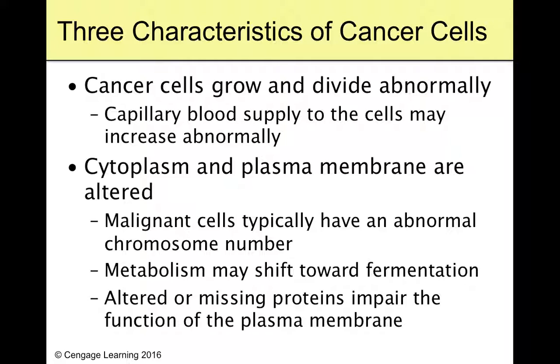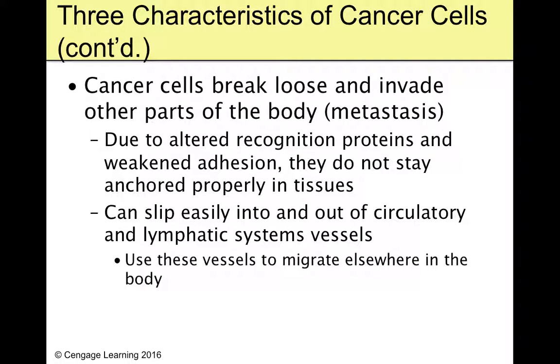And the cytoplasm and the plasma membrane are going to be altered. So these malignant cells typically have an abnormal chromosome number. The metabolism might shift them toward fermentation instead of aerobic respiration, and they might be missing proteins that will impair the function of that plasma membrane. And so lots of mistakes in the genetic material makes lots of mistakes in the ending cell product.